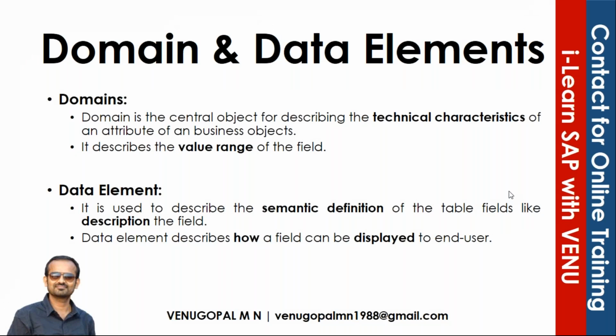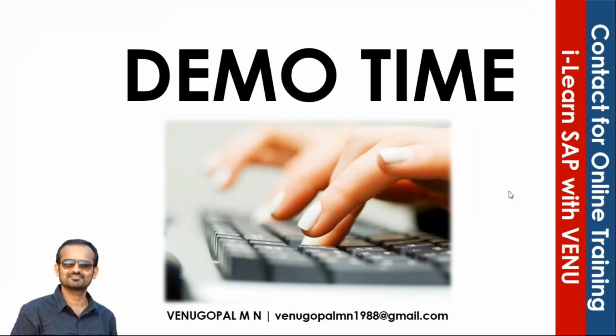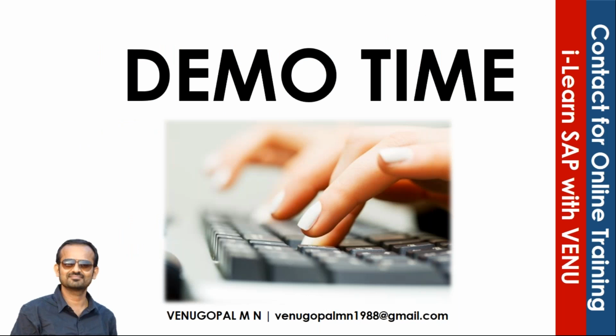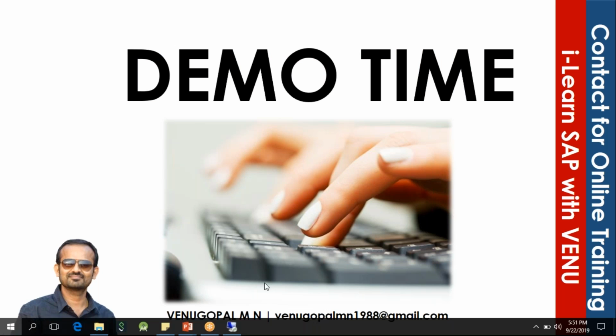So let us move on. This is the time for the demo, and as we have seen, there are two different approaches. Either we can follow the top-down approach or the bottom-up approach. I will follow the bottom-up approach. Let us create a domain first, then we'll create a data element, and then we'll start creating a table. Just for demo purposes, I will show you a simple demo of creating a domain, then assigning this domain to a data element, and then using that data element in a table for a particular field. For the other field, we will make use of existing data elements. So let us get into the system.